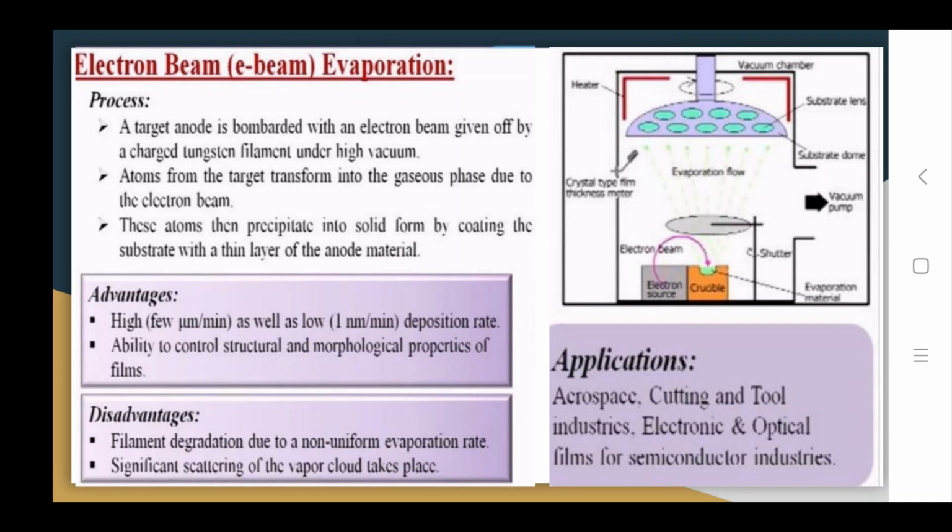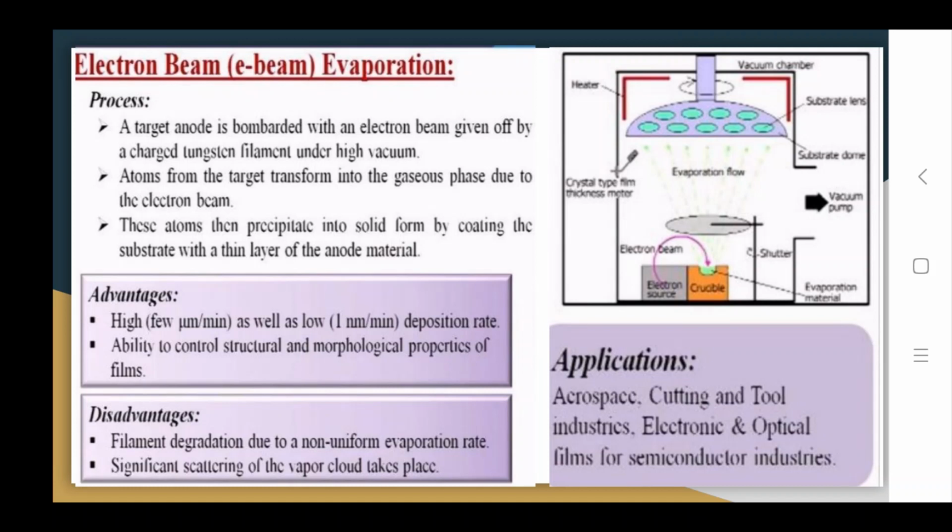So here is a target anode, as I have shown in the figure. The target anode is bombarded with the electron beam given off by the charged tungsten filament under high vacuum. So we are using one anode material and the other one is the cathode material. Here the anode is the source, or maybe the precursor, and the cathode is our substrate. So we are hitting, or bombarding, our anode material with the electrons, then we are agitating that material, and it releases certain kinds of atoms or molecules, which diffuse onto the cathode. Okay, that is our substrate.